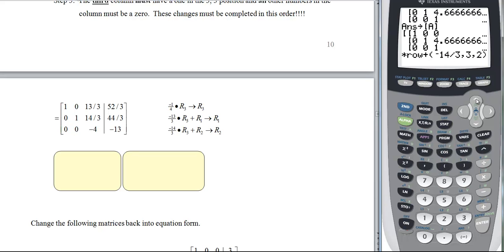Uh-oh, I forgot to put in the matrix, which is good. You might need to see this. If you forget to put in something, if you do a second insert, you have a different cursor here. So second matrix, enter, comma. Now, is that how I need it? So negative 14/3. I want to go to matrix A, multiply row 3, add to row 2 to give me my new row 2. There it is. Store.